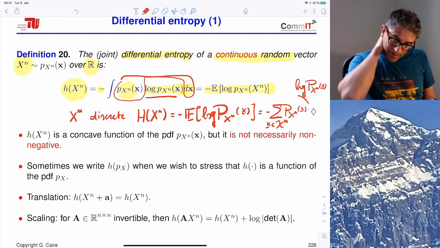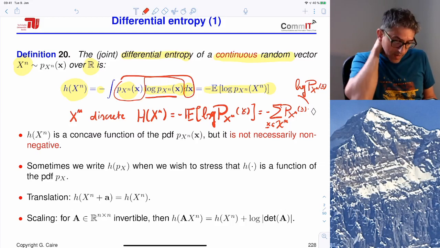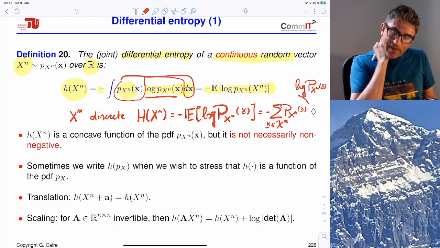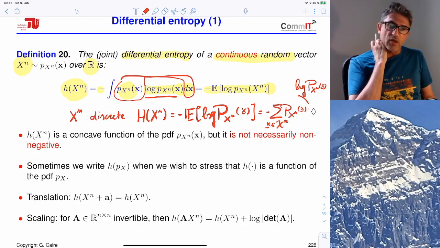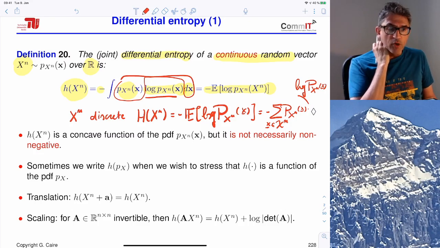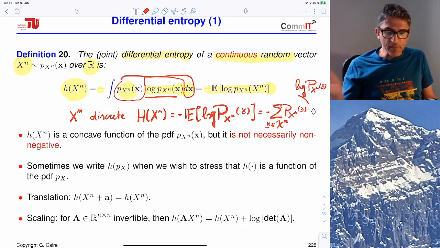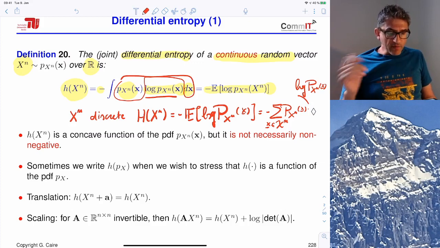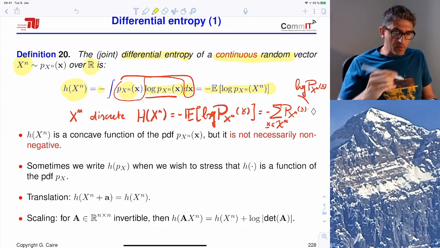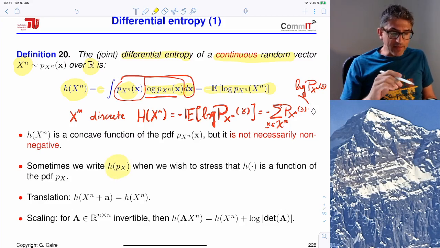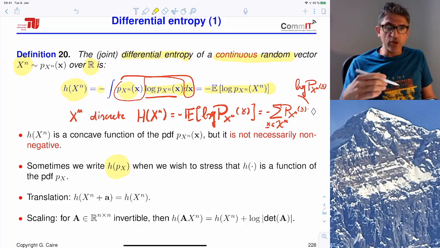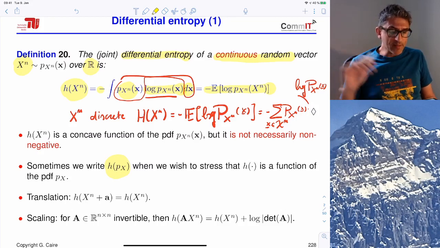So we define this differential entropy in this way, and it turns out that the differential entropy retains several properties of the entropy, but is not an information measure. In fact, the main property it does not retain is that it is not necessarily non-negative, so it can become negative. However, as done for entropy, we will sometimes write h of p_X when we want to indicate that the differential entropy is a function of the probability density p_X, not a function of the random variable X.